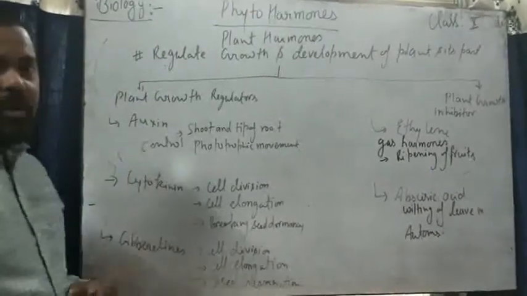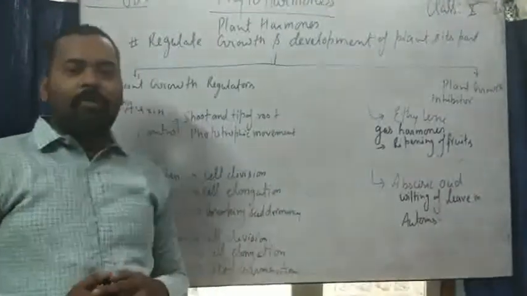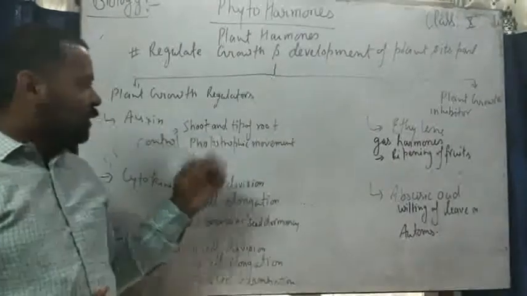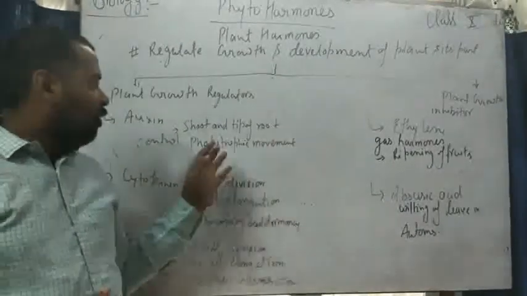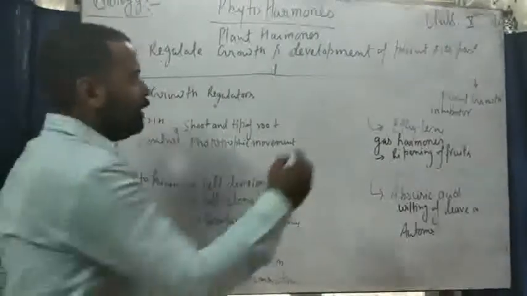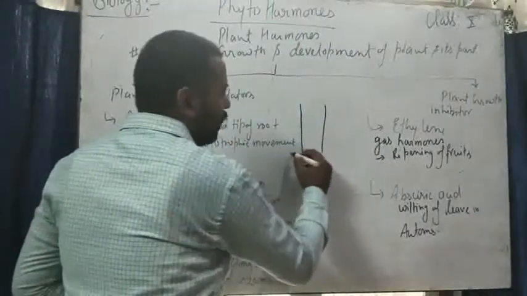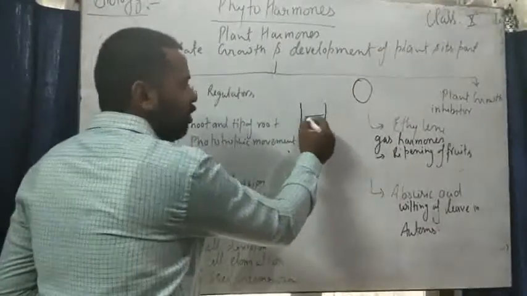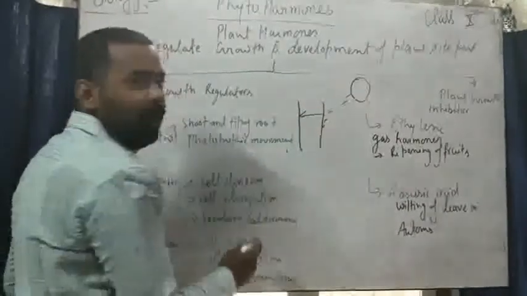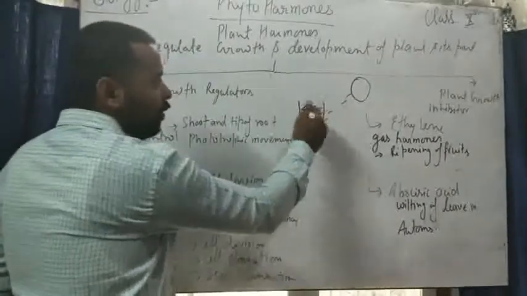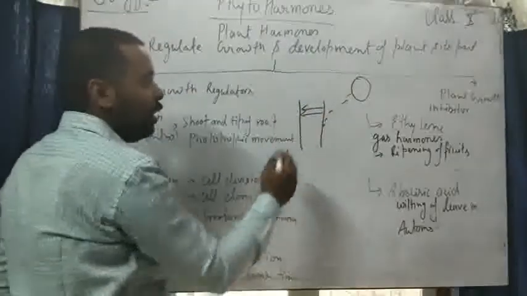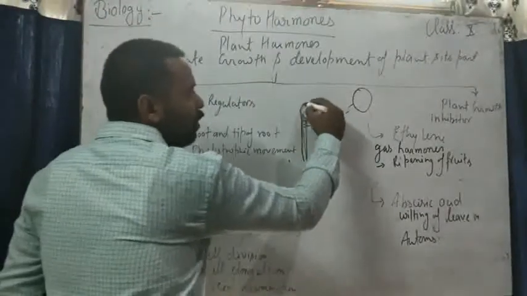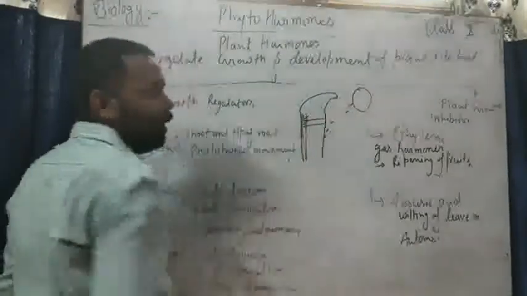First, going with auxin. Auxins are found in the shoot and the tip of the root. It increases the size of the plant and also helps in phototropic movement of the plant. As you know, a plant moves towards the sunlight due to auxin. When sunlight falls on one side of the plant, the auxin moves towards the other side where the sunlight is not coming, and a particular amount is deposited in this place, and now the plant folds itself towards the light.